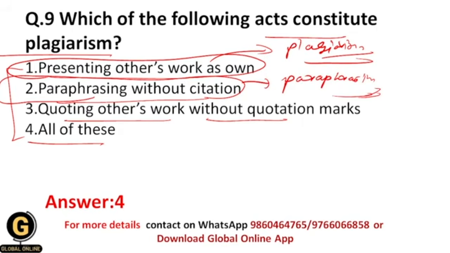Though you are making some changes in the whole paragraph, you are still copying it. It's not your own idea, and on top of that you are not giving credit to the original author, and that's why it is called paraphrasing plagiarism. And whenever you are quoting others' work without quotation marks, again this is an act of plagiarism. You should put quotation marks around the quoted part of others' work, and that's why your correct answer should be 4 here, all of these, because all of these acts constitute plagiarism.